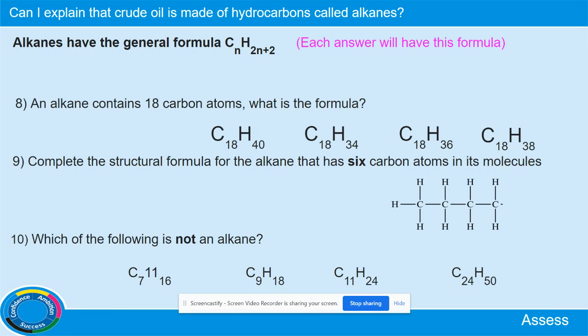There's that formula again. CnH2n+2. Count the carbons, twice as many hydrogens plus 2. Each answer will use this formula. Go through, give it a go, click, and you'll get the answers. Check and see if you were right in each case.